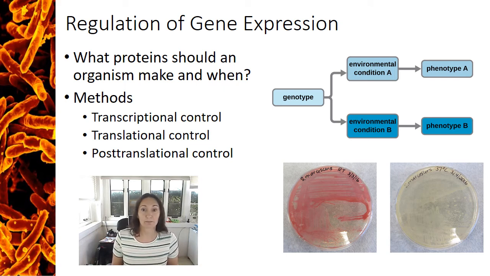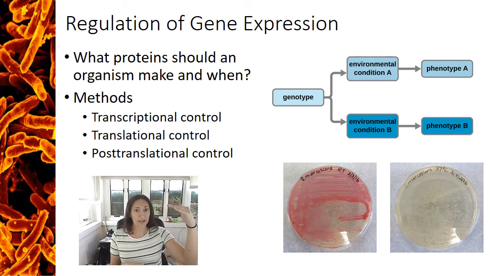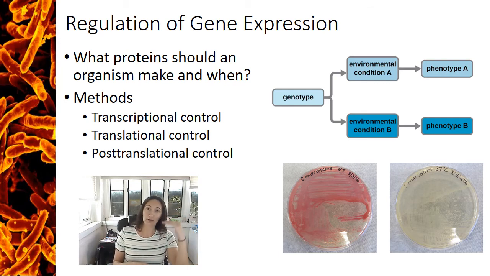When you look at methods to regulate gene expression, it can be controlled anywhere along the central dogma. So remember, we go from DNA to messenger RNA to protein. And so we can control at the transcriptional level, going from DNA to RNA. We can also control at the translational level, going from RNA to protein. And then when we have a protein in the cell, sometimes those proteins need to be modified in order to be activated. That's called post-translational control.